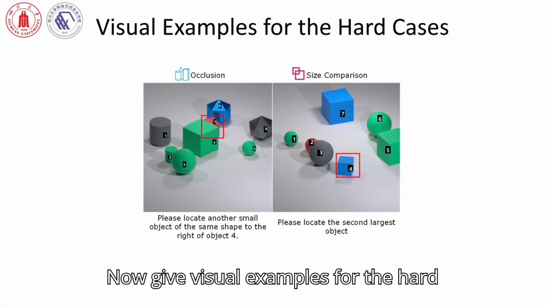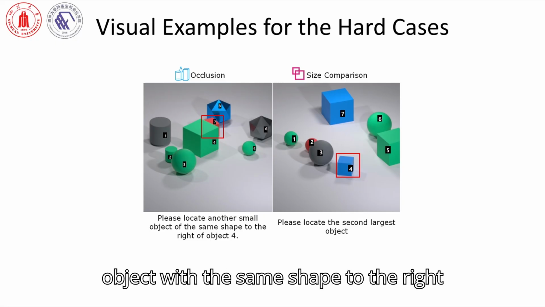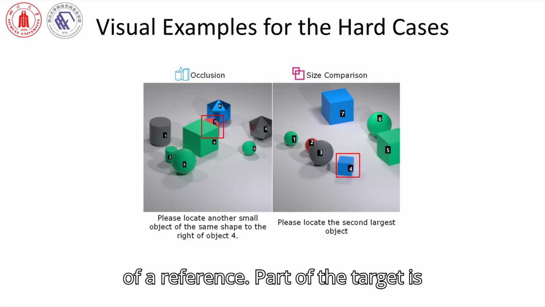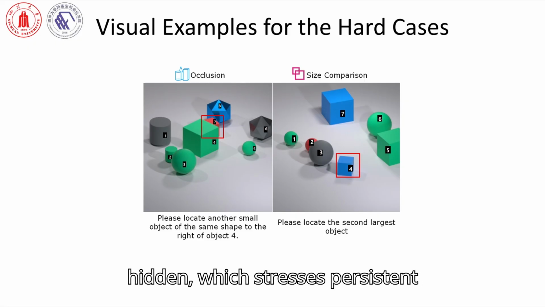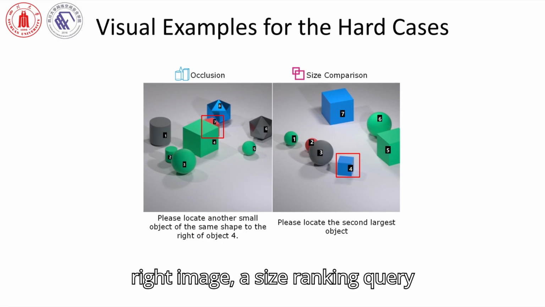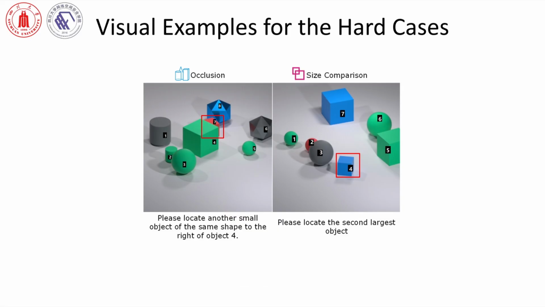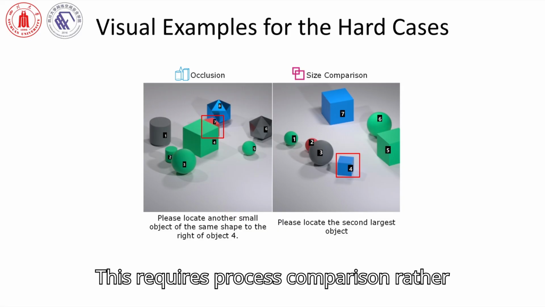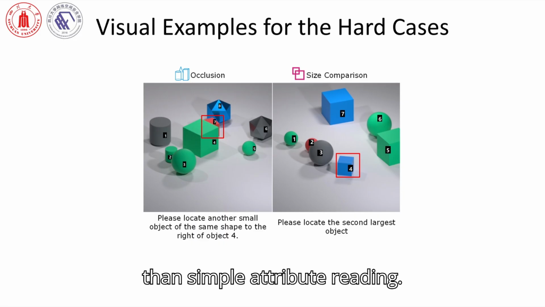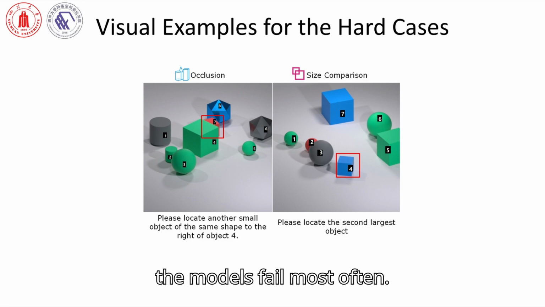Now we'll give visual examples for the hard cases. On the left image, an occlusion query asks for an object with the same shape to the right of a reference. Part of the target is hidden, which stresses persistent object representation. And on the right image, a size ranking query asks for the second largest object. This requires precise comparison rather than simple attribute reading. These are exactly the situations where the models fail most often.